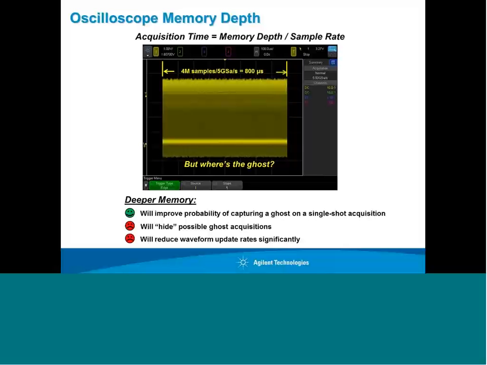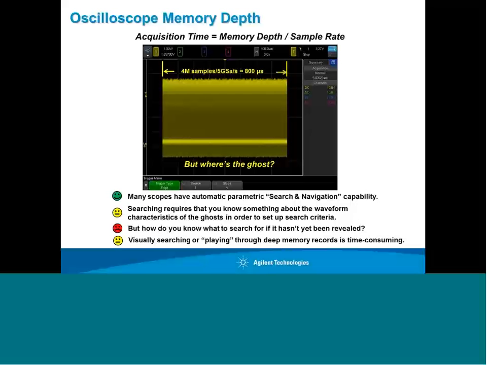And so the calculation is acquisition time simply equals memory depth divided by sample rate. The problem is here we're showing a 4 megapoint deep memory acquisition on the scope, sampling at 5 gigasamples per second, so we captured 800 microseconds of time. Now there is an anomaly in this record. However, where is it? And what kind of anomaly is it?